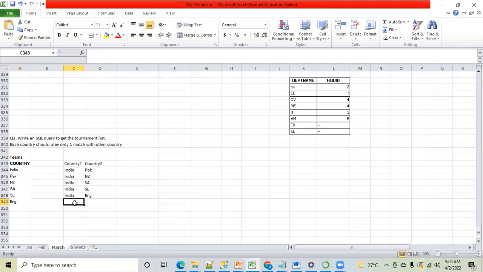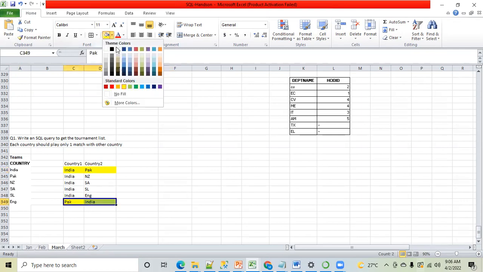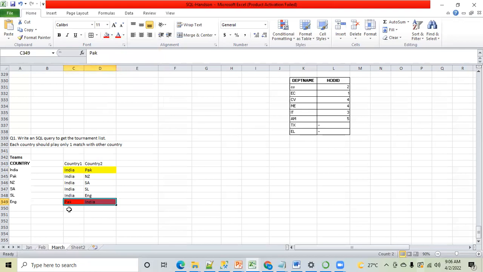Then start with Pakistan. Pakistan, India: do you think India and Pakistan both will play, or Pakistan and India both will play? India playing cricket with Pakistan, or Pakistan playing cricket with India, are they the same statement or different? Same statement. So this one I don't want, because we already covered it earlier. This is not required.